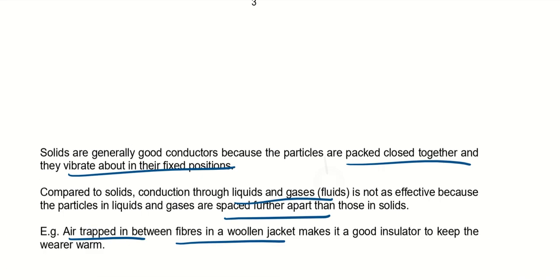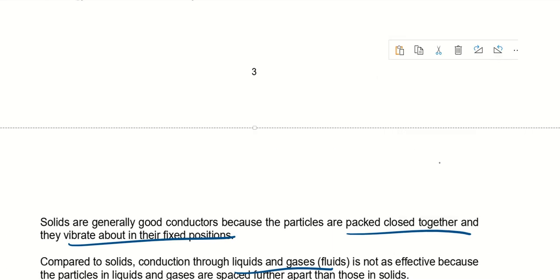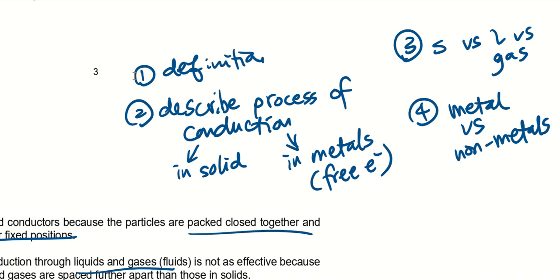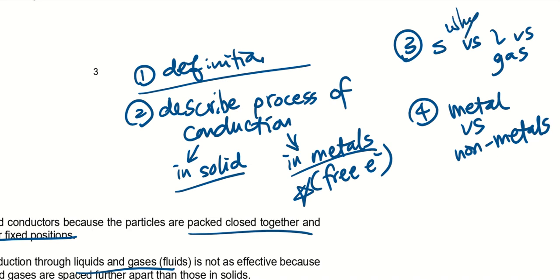So what kind of questions can they ask for conduction? Let me write it down. These are the 4 common questions that they may ask for conduction. Basically, the first is the definition of conduction. Number 2 is describe the process of conduction in solid or in metals. Please remember to include free electrons. Then they will ask you why is solid the best conductor among the three states.